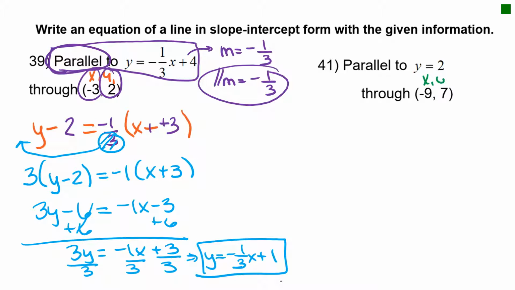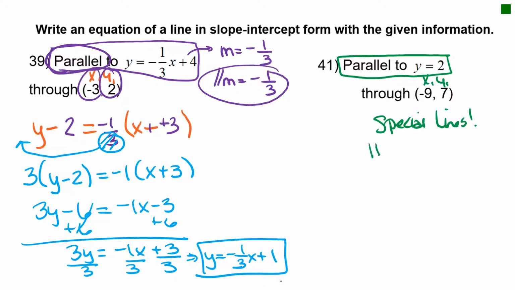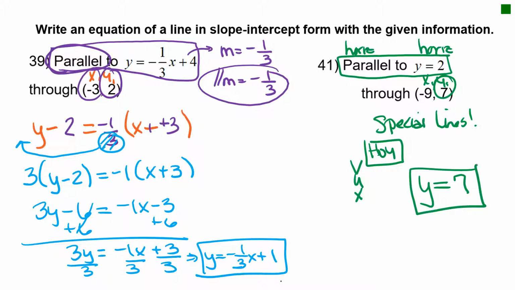I've got x1, y1. I don't have a slope, so I look here. Is y equals 2 one of my special lines? That's a special line, isn't it? So I'm going to go to Hoy Vux. My line is horizontal. The equation is y equals. Parallel means if this is a horizontal line, my parallel line also has to be horizontal, which means my equation has to be y equals, look at my point I'm going through, y equals 7.